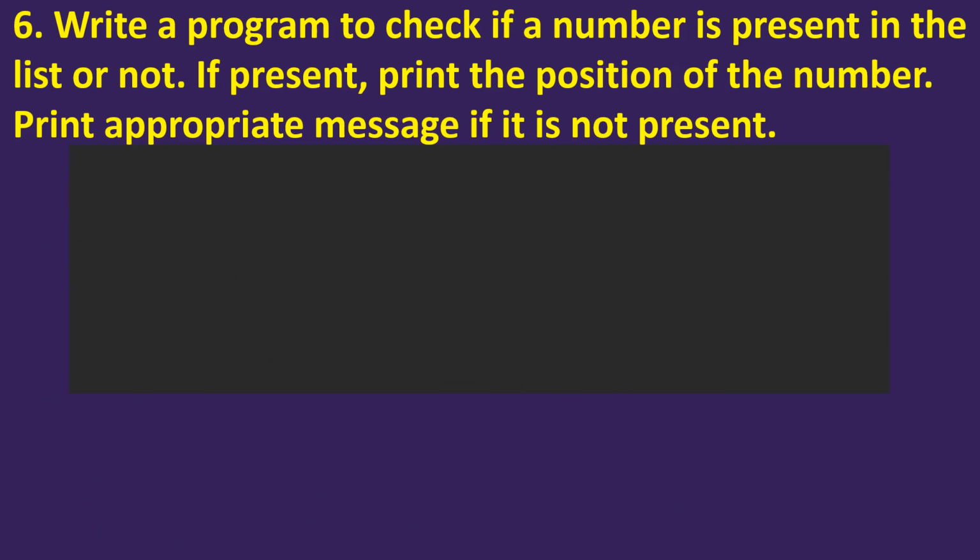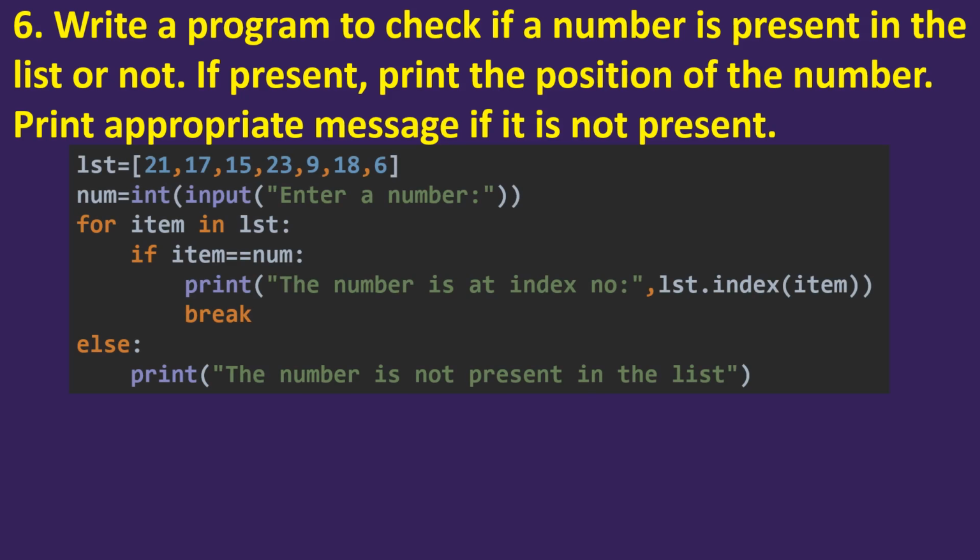Now write a program to check if a number is present in the list or not. If present, print the position of the number. Now print an appropriate message if it is not present. So this is a simple program. You just have to search in a particular list for an item. So here let's say your list is like this. Within the program itself, I have initialized a list with some values.